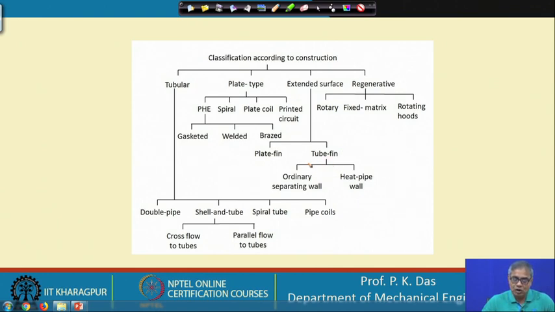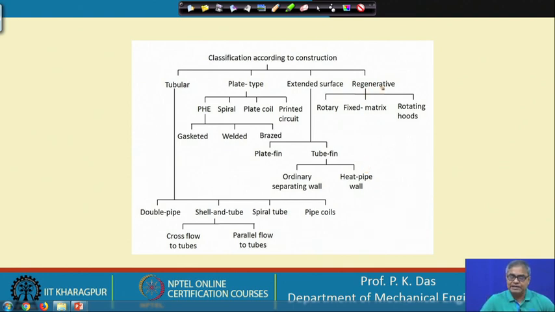Then tube fin, ordinary separating wall and heat pipe separating wall. So, heat pipe is a device on which probably we will spend some time, and at that time you can understand what the working principle of heat pipe, or heat pipe heat exchanger, is. It is a very efficient device for transferring heat from a point of high temperature to a point of low temperature. So, here also we can use the extended surfaces or fins.